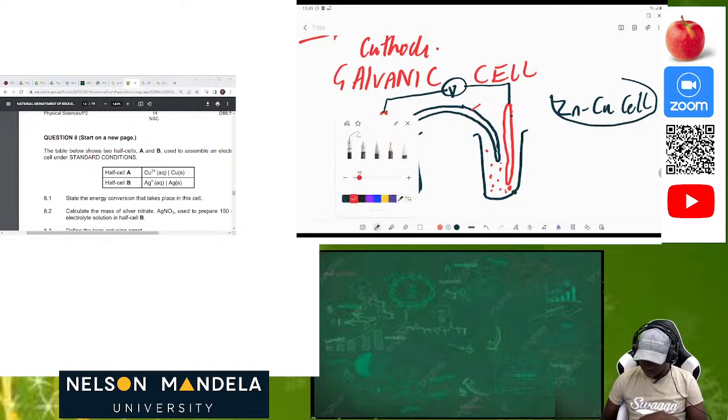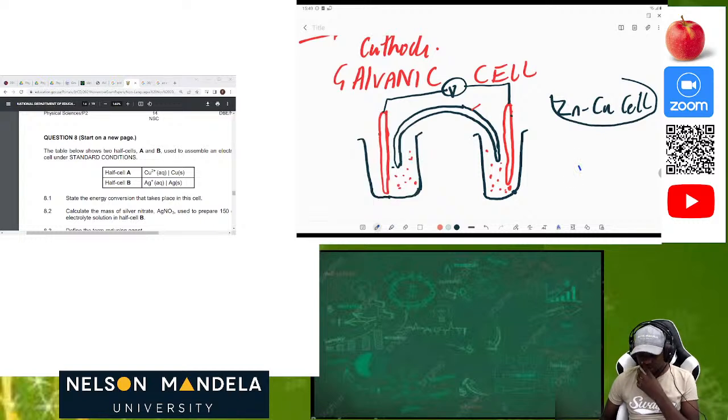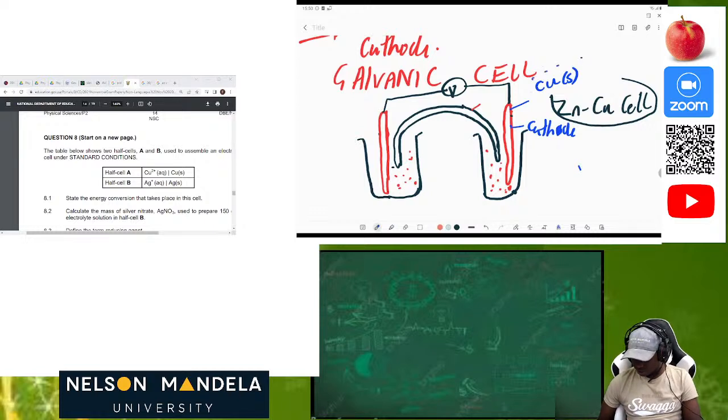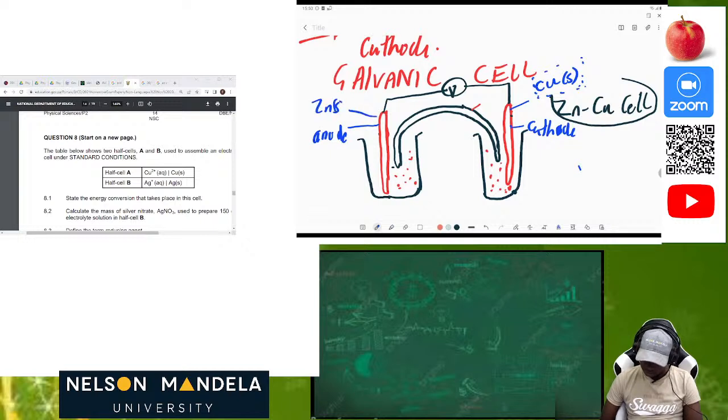So maybe we can say this. We are looking at the zinc and copper galvanic cell. So this is going to be our positive cathode. Let me just write here, this is our cathode, and this is our copper electrode, which is always in solid, which is in solid in this instance. Then this is our anode, which is now having the zinc, which is also in the solid state.